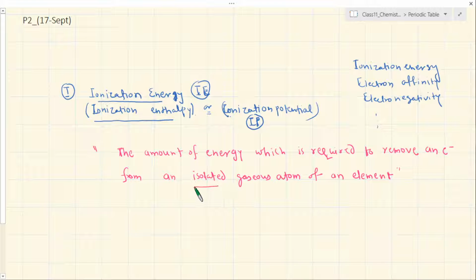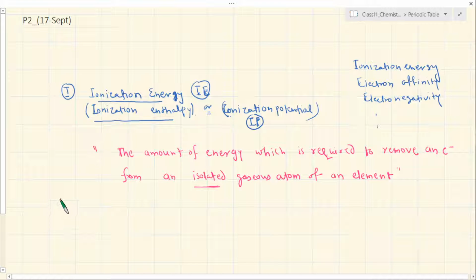So isolated word is important, because if you remove an electron from metal, think about that, each atom also influences other atom. Or if you talk about liquid, even there you can remove the electron, but each atom will influence each other's energy. So you need to isolate a system first. That means you have to isolate a single atom, and naturally you're talking about the gaseous system then, right?